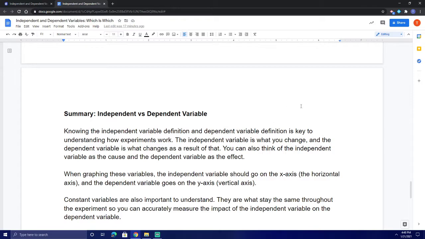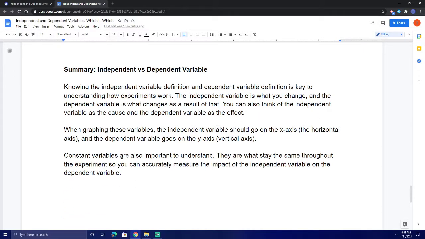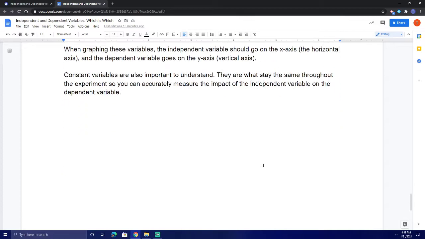Knowing the independent variable definition and dependent variable definition is key to understanding how experiments work. The independent variable is what you change, and the dependent variable is what changes as a result of that. You can think of the independent variable as the cause and the dependent variable as the effect. When graphing these variables, the independent variable should go on the x-axis, and the dependent variable goes on the y-axis. Constant variables are also important to understand. They are what stay the same throughout the experiment, so you can accurately measure the impact of the independent variable on the dependent variable.